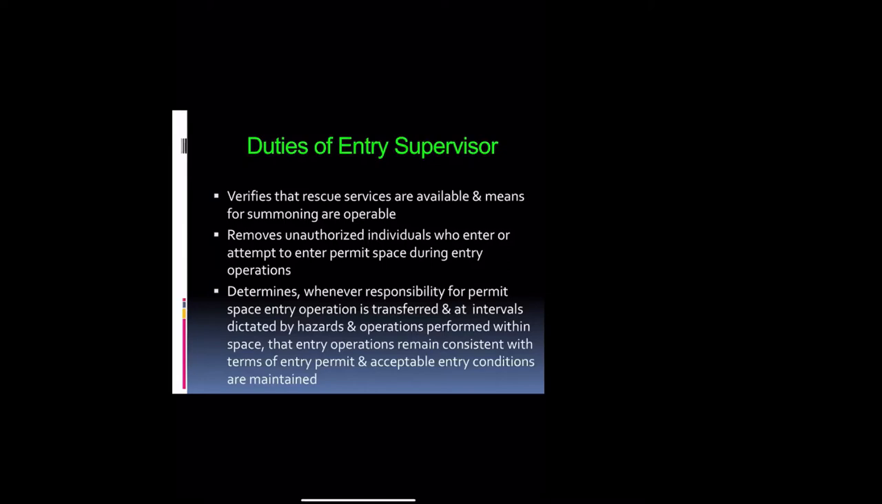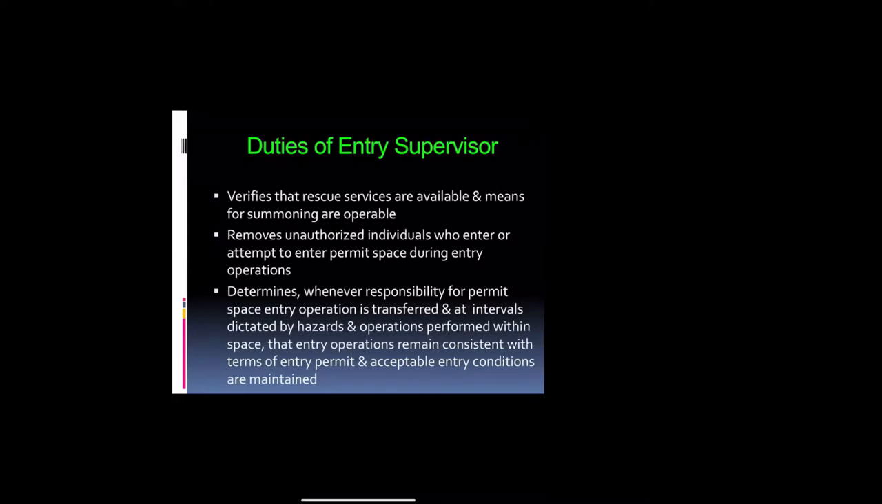The entry supervisor removes unauthorized individuals who enter or attempt to enter. A lot of this happens with like the general contractor. They want to walk in the middle of the job because, hey, this is my job and I'm running it and I hired you. But you can't just walk into somebody else's permit required confined space. So the entry supervisor keeps them out and then determines when the space operation is done, basically when we're going to transfer over the liability to another entity. We're all done. The electricians can get in there. We're all done. The plumbers can get in there, right? So that's what the entry supervisor is going to end up doing.